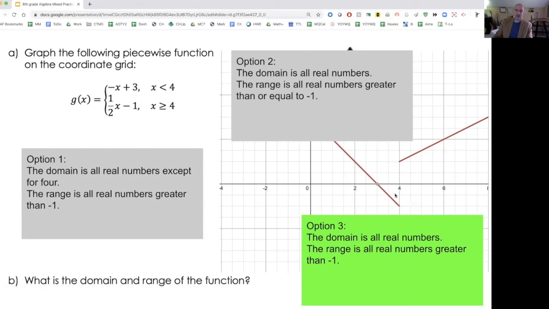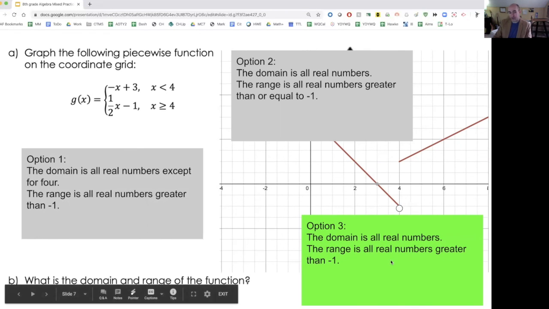And to do that, we need to actually go back to the function. We figure out, is there a closed or open dot there? What we find is this line here actually ends and doesn't include this point, which means that we don't have the point y equals -1 or g of x equals -1 anywhere, which means the range is all real numbers greater than -1, not including -1. We don't include that one.